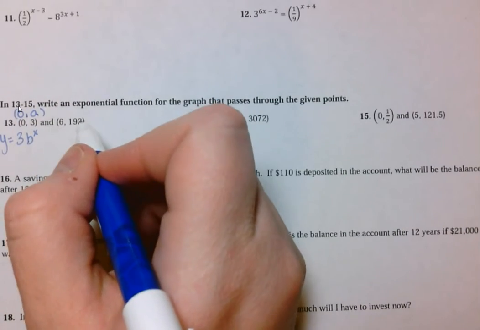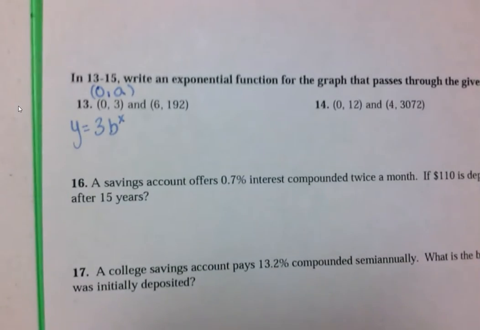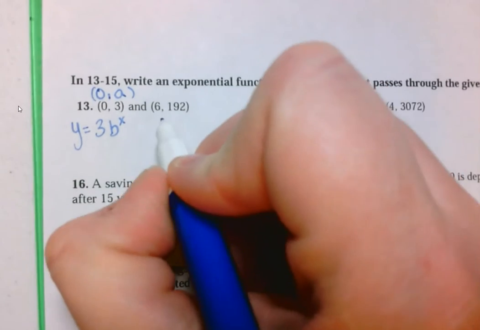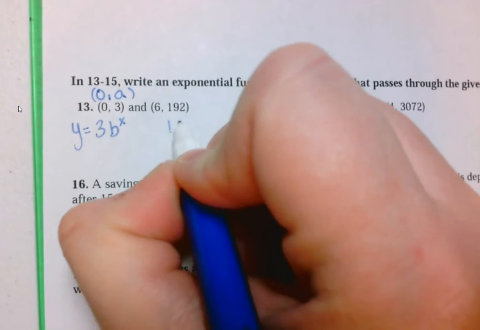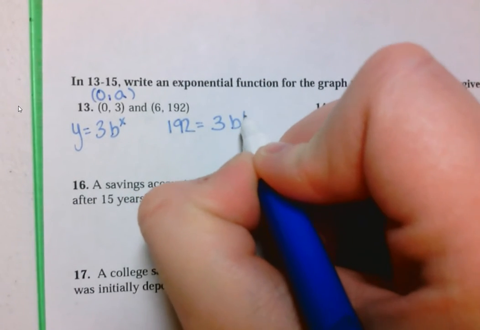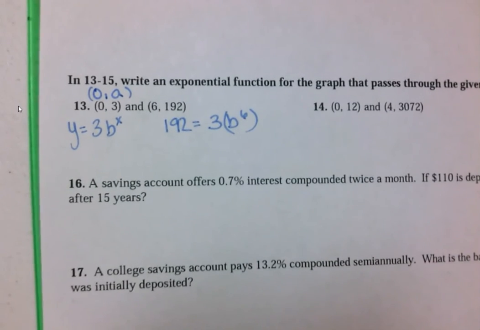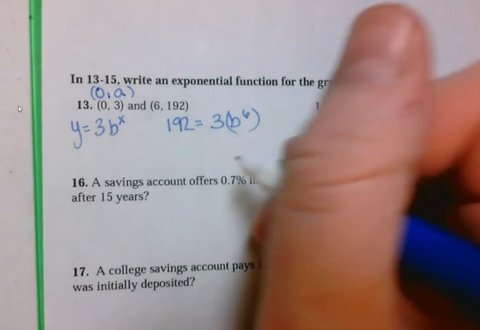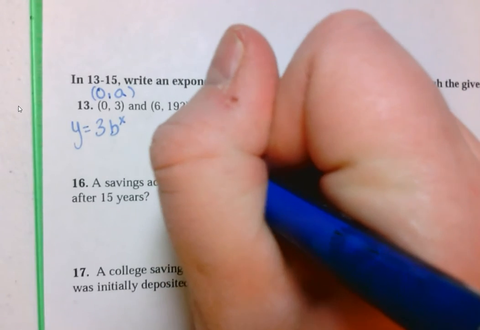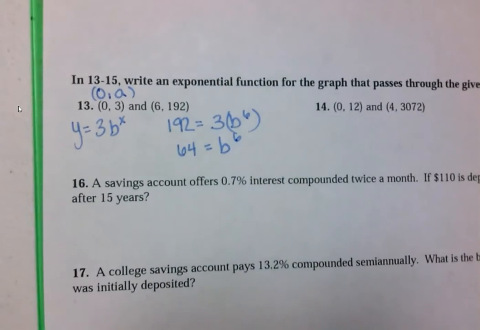So what you're going to do now is you're going to take this part here and plug it in. So 192 equals 3b to the 6. Divide both sides by 3. 64 equals b to the 6. And then you're going to take the 6th root.